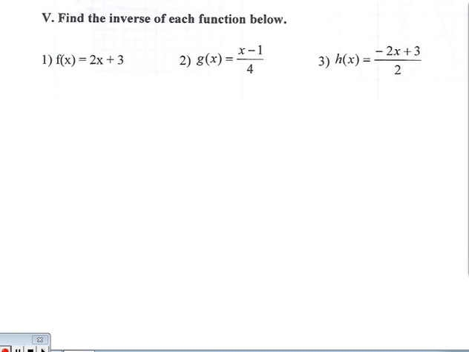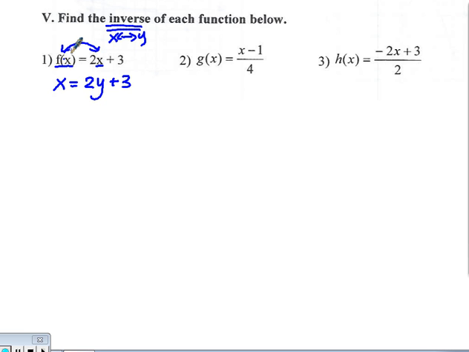Find the inverse of each function below. All right, so let's do one together just to refresh your memory. What is an inverse? Oh yeah, when I see inverse, I want to be thinking x and y switch places. So here's my x, here's my y. Remember, f of x is just y. So I want to put my x on this side and my y right there. So I'm switching x and y.